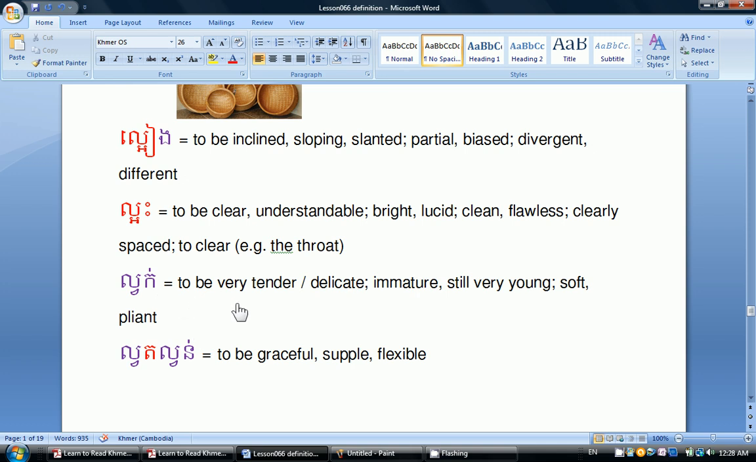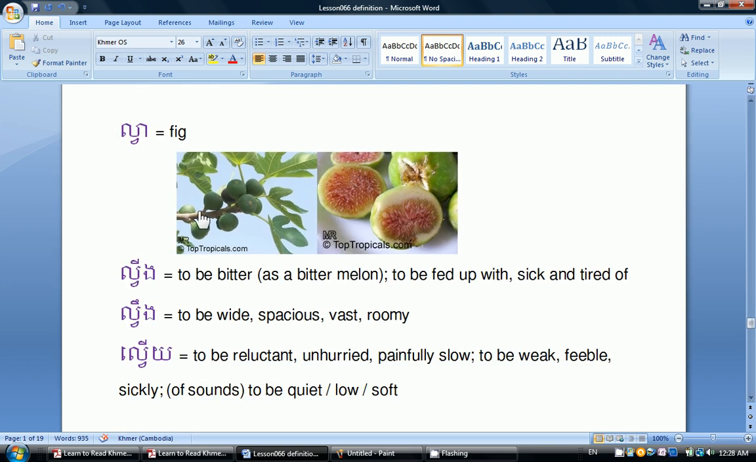Levot means to be very tender, very delicate, immature, still very young, soft, or pliant. Levon means to be graceful, supple, or flexible. Levia is a fig, and here's a picture of a fig. Levine means to be bitter, as a bitter melon, or to be fed up with, or sick and tired of.